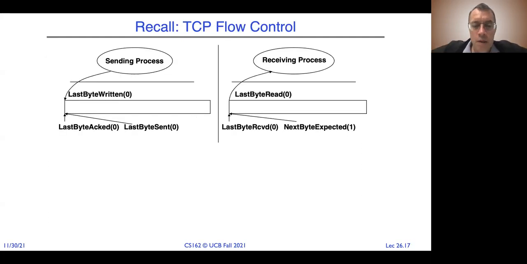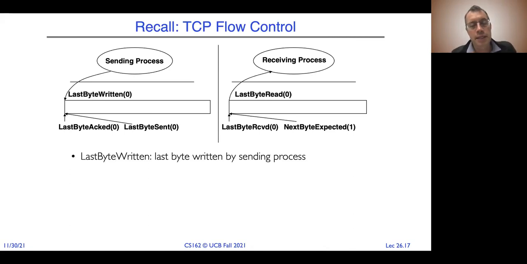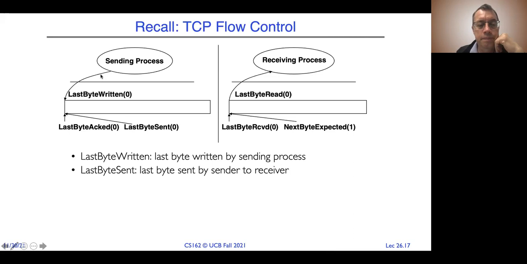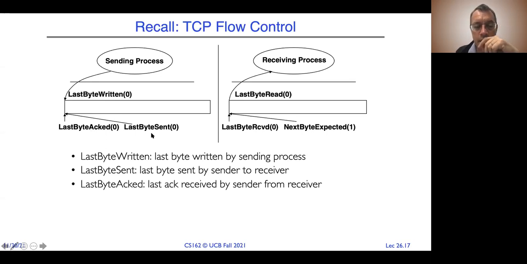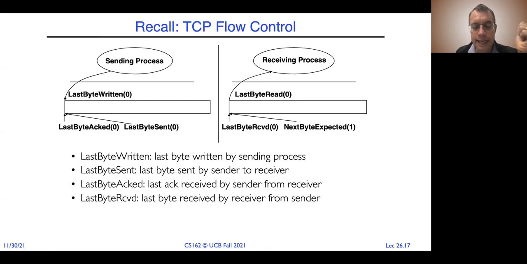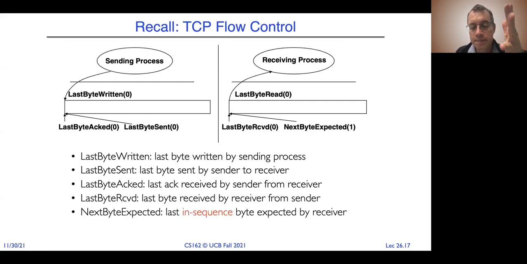Now with all of this, let's see how things work. We are going to define 6 variables. Last byte written is the sequence number of the last byte written by the sending process into the operating system buffer. Last byte sent is the last byte sent by the sender to the receiver. Last byte ack is the last ack received by the sender from the receiver. Last byte received is the last byte received by the receiver from the sender. And next byte expected is the last in-sequence byte expected by the receiver.